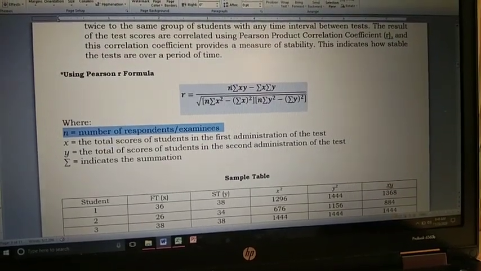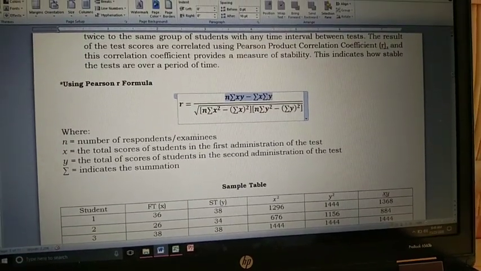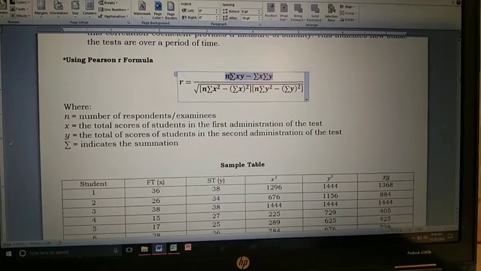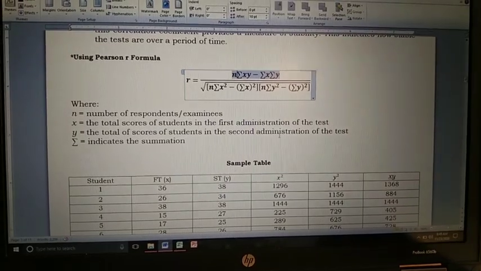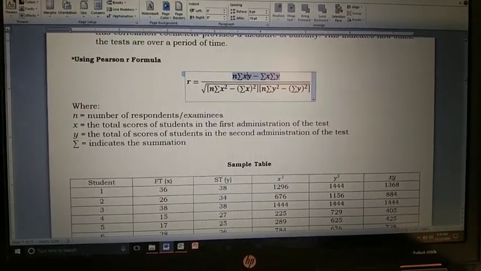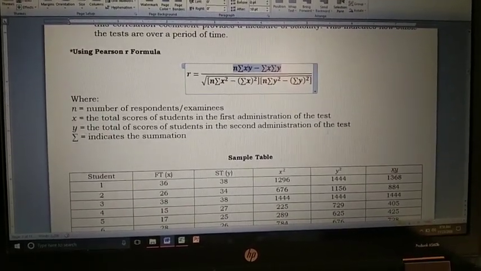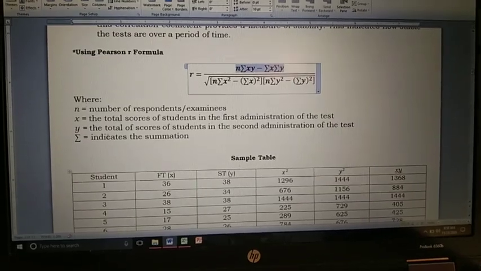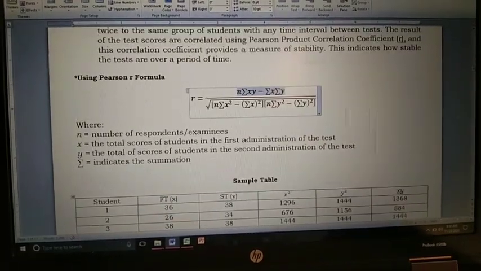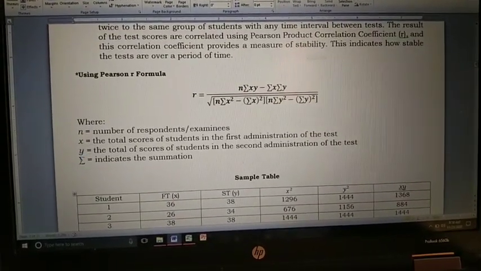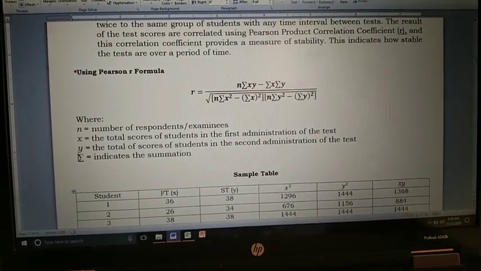So we are going to substitute this. X is the total scores of students in the first administration of the test, and Y is the total scores of students in the second administration of the test, and Σ indicates the summation. So we have here the summation or the sigma sign. It is a Greek word, pero kung gamitin natin sa math, it is the summation or the total.